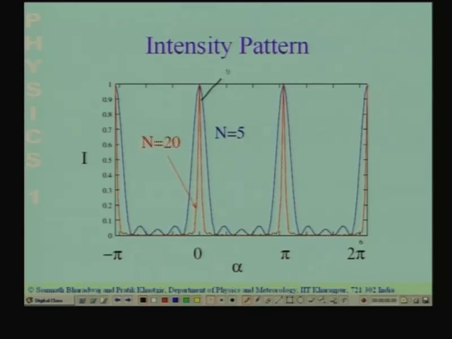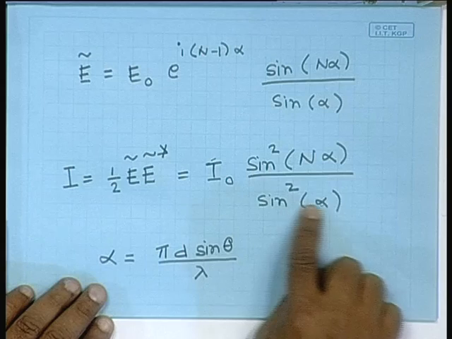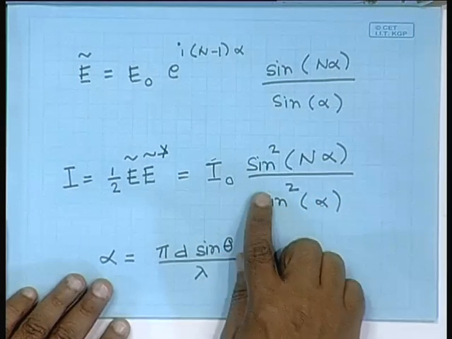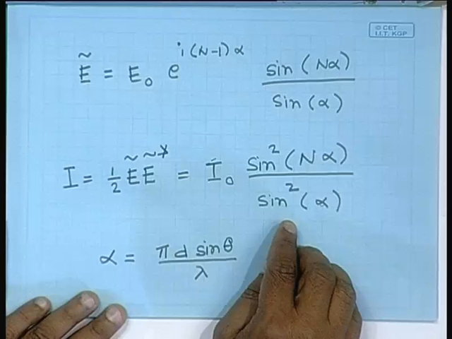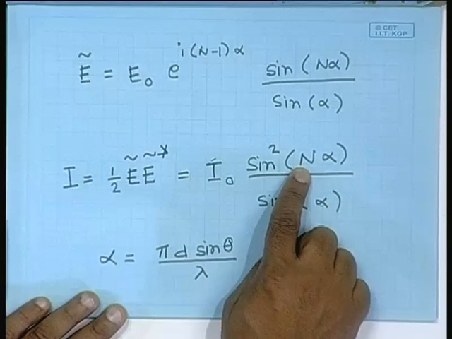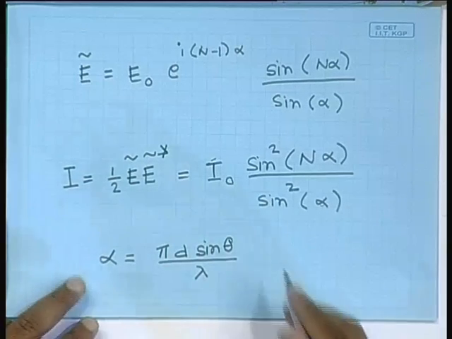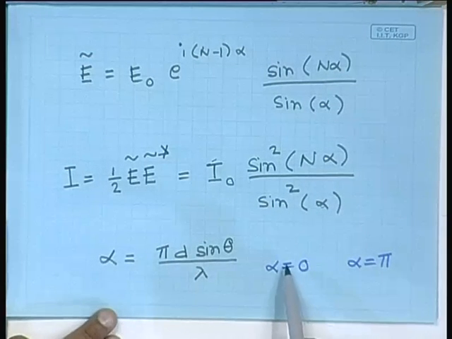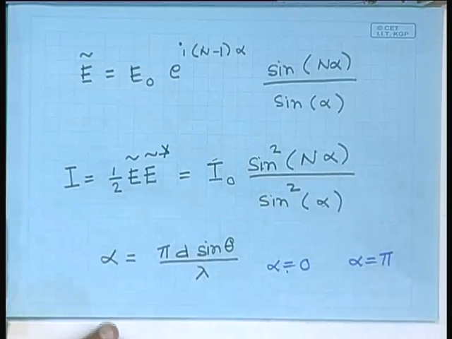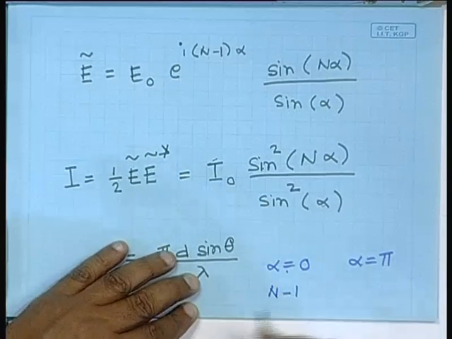We shall refer to these maximas as the primary maximas. And the primary maximas occur whenever the denominator becomes 0, which is alpha equal to 0, pi, etc. Now, let us look at the numerator. As alpha is increased, the numerator goes to 0 n minus 1 times in between. So, alpha starts from alpha equal to 0 and then goes to pi. The denominator has gone from one 0 to another. How many times does the numerator become 0 in between? It should be quite obvious that the numerator becomes 0 n minus 1 times in between.